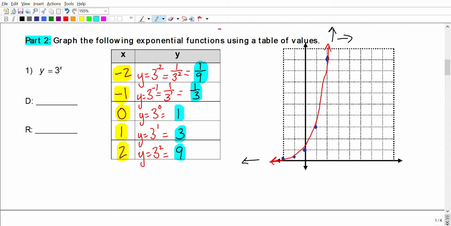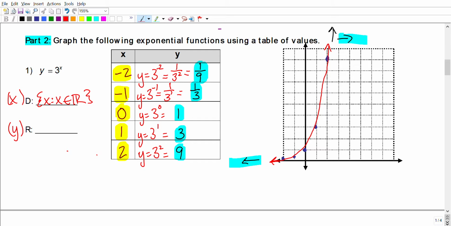So let's talk about domain. Once again, domain is x, range is y. So our domain, if we go all the way left and all the way right, then we have no limit at all. So we go ahead and write x such that x is an element of the real numbers. All that means is every single x value exists in this graph.